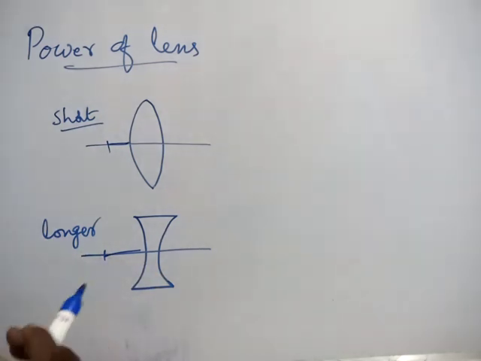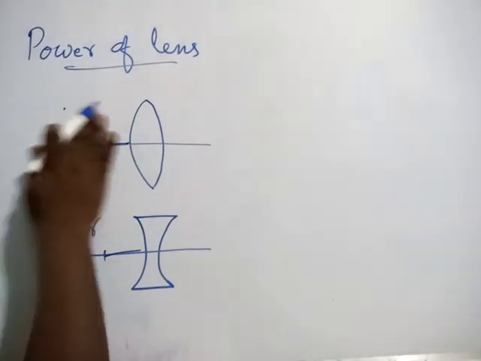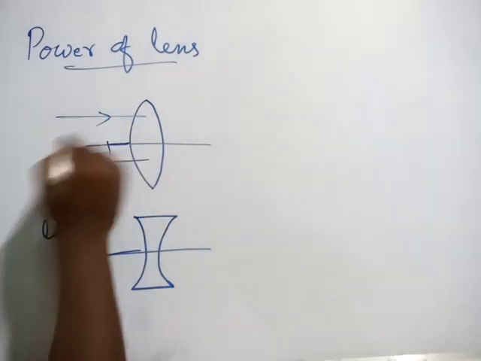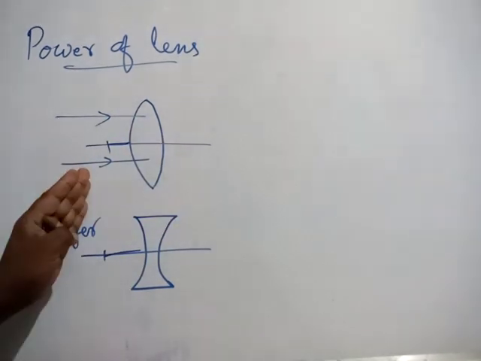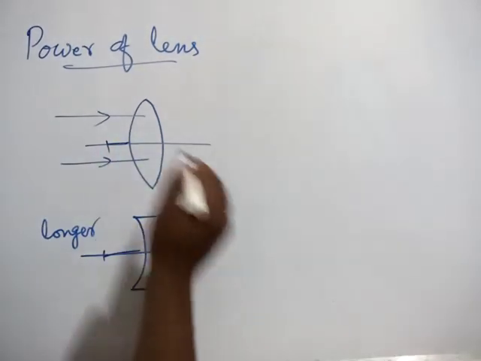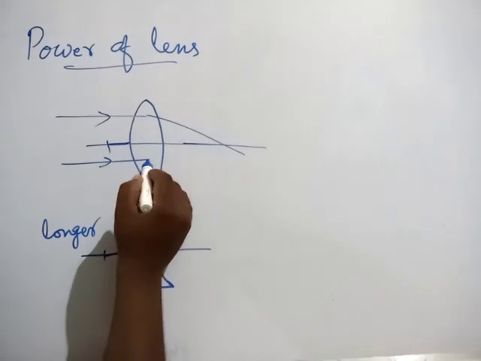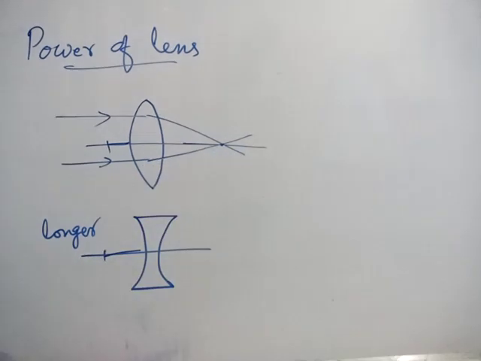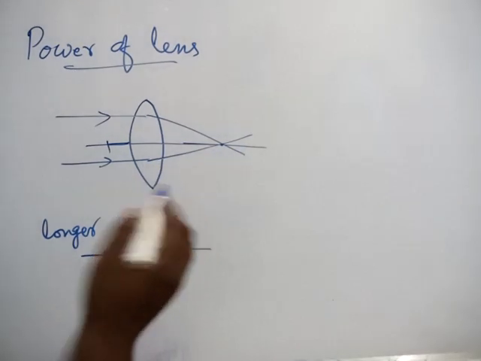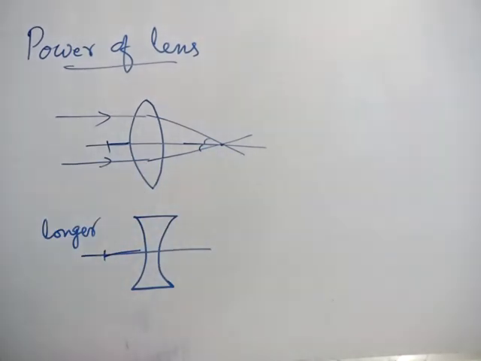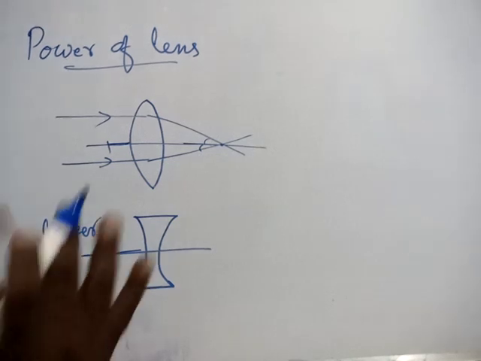But here what is happening? By passing a parallel beam of light rays, it converges at larger angles. How? We know very well. After refraction, they pass through this point. Here the angle will be more. The angle of converging will be more.